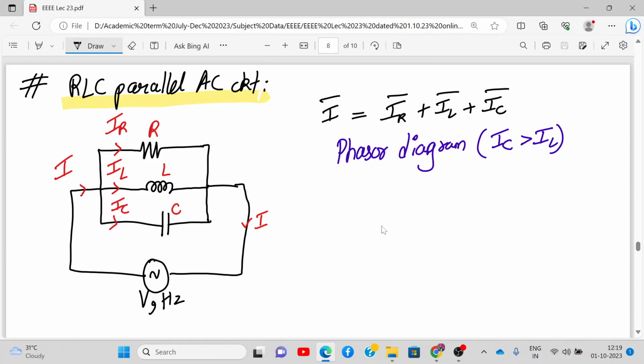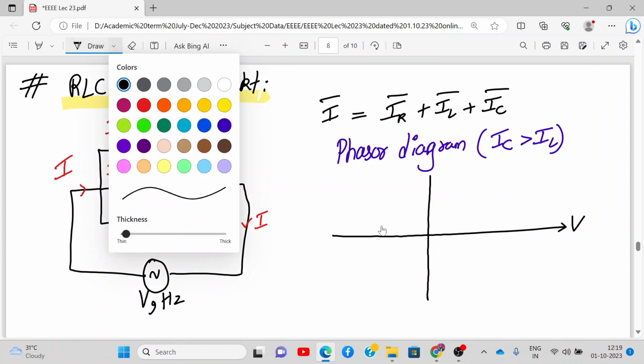Okay, now don't draw. Listen first and then you can complete the diagram. Now take voltage as a reference. So I have taken voltage as a reference. Very calmly draw. And then I will be drawing the phasor diagram. Now IR is in phase with the voltage. So first quantity I'll draw is IR.